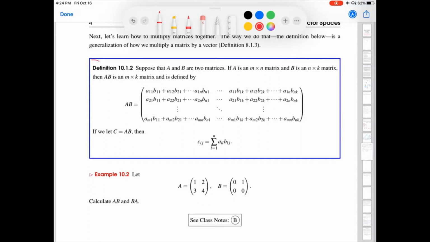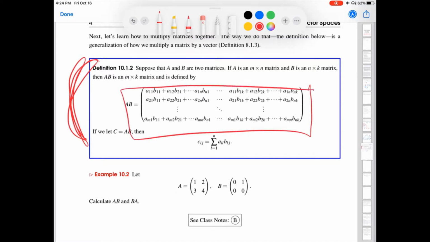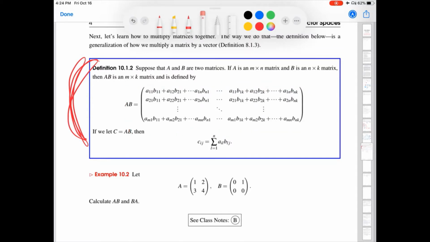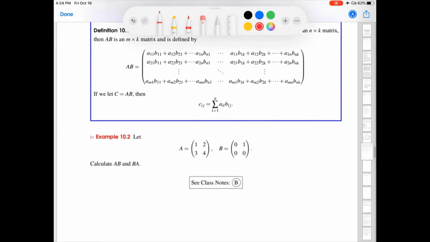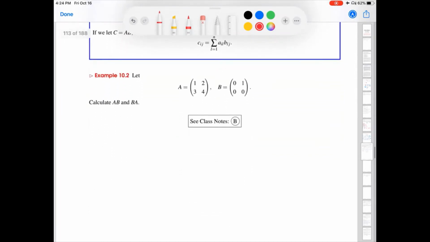And I'm not going to say much about this particular definition because it looks kind of crazy. It looks like there's a lot going on. But in reality, the definition is fairly straightforward, and I'll show you that in this example. The one thing I will say is that multiplying matrices is almost the same as multiplying vectors. We've done that in a previous video example. So I'll show you what I mean with this example.